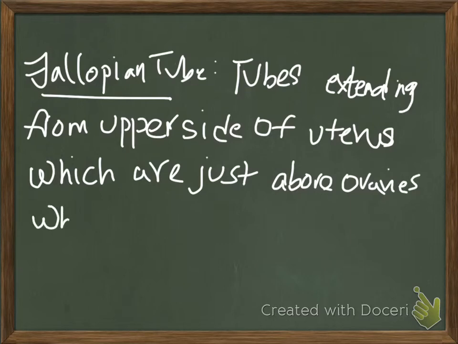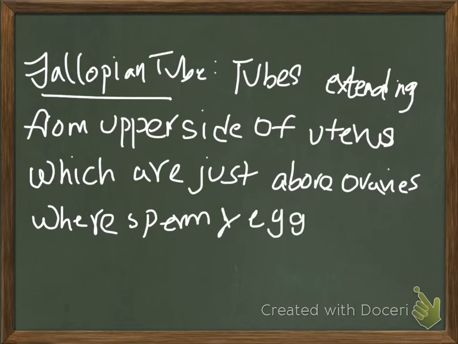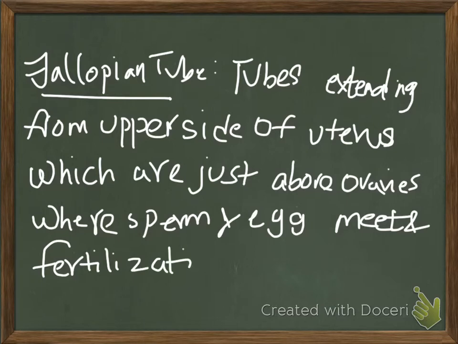where sperm and egg meet and fertilization occurs. So this is what a fallopian tube means. So now you have an idea about the two reproductive systems of males and females. Now let's see how fertilization takes place in this.